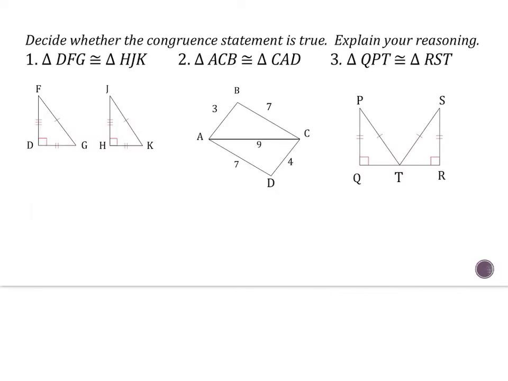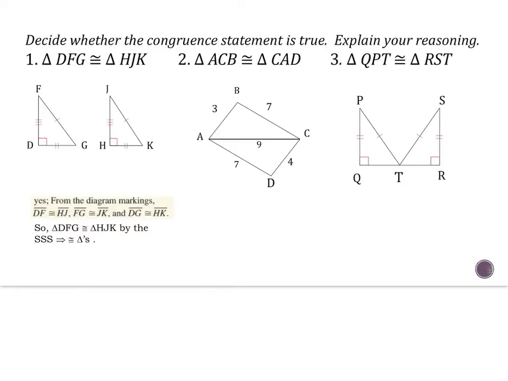All right, so let's practice deciding whether the congruent statement is true, explaining our reasoning. So let's take a look at number 1 together, and then I'd like for you to try numbers 2 and 3 on your own. So pause the video and try them on your own. So on number 1, triangle DFG congruent to triangle HJK. First of all, do we have enough in our statement and picture to conclude that the two triangles are congruent? And the answer is yes.